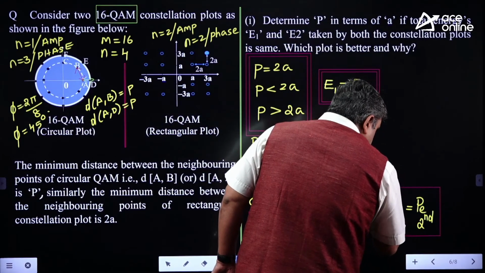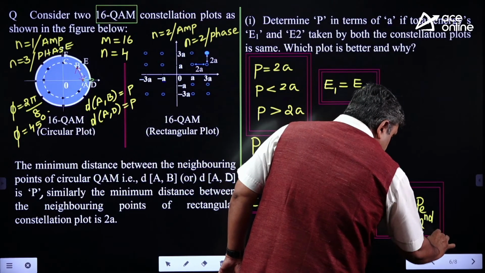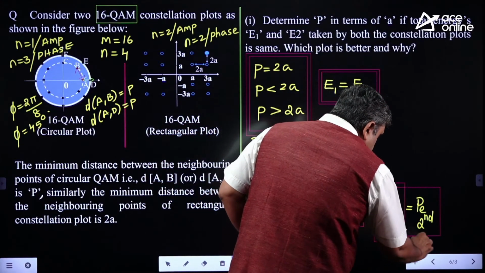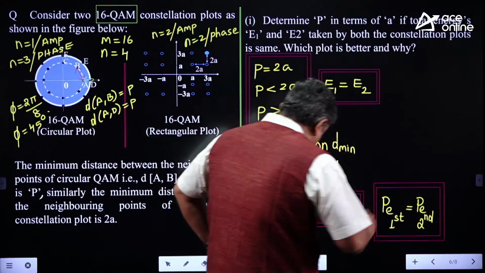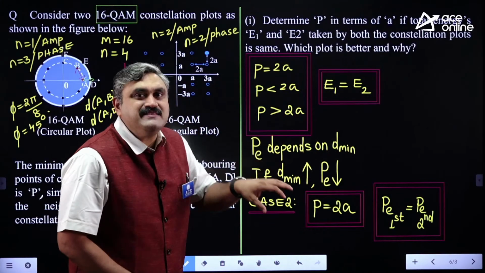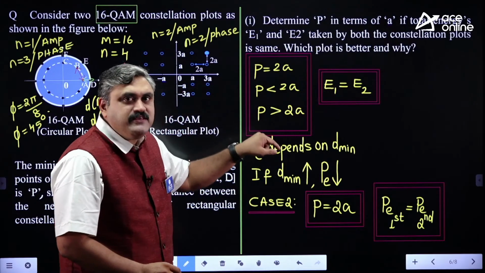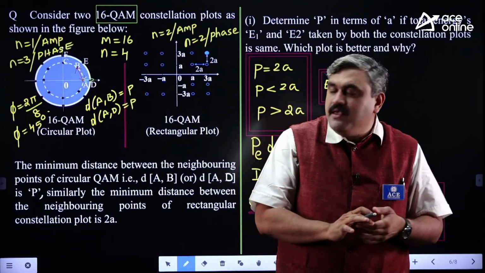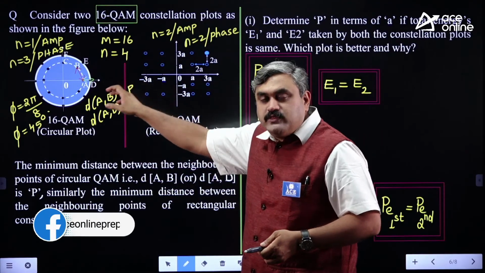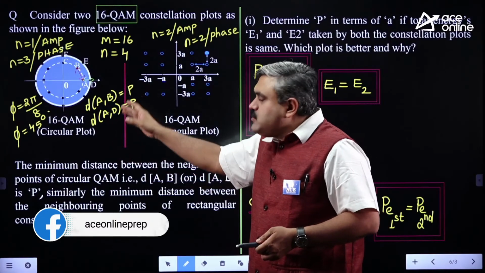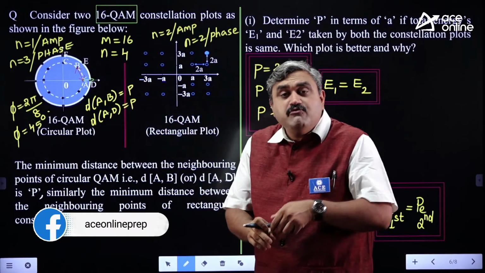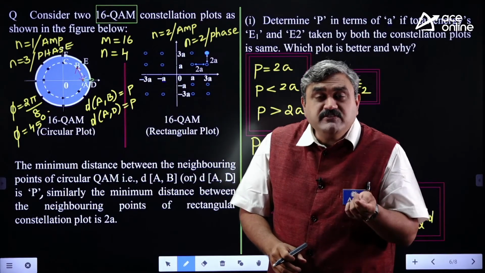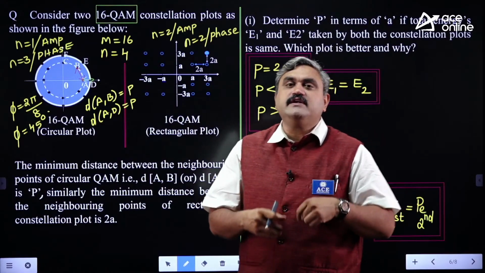But what is the point that you have to check now? With the probability of errors the same in both the plots, which plot is taking less energy? Whether the first plot is taking less energy or the second plot is taking less energy. Definitely they will have different energies. You are only telling that both the D minimums are the same. So you have to calculate the energy of the first one and the second one. For the same probability of error or D minimum, the plot that takes less energy is an advantage for us.